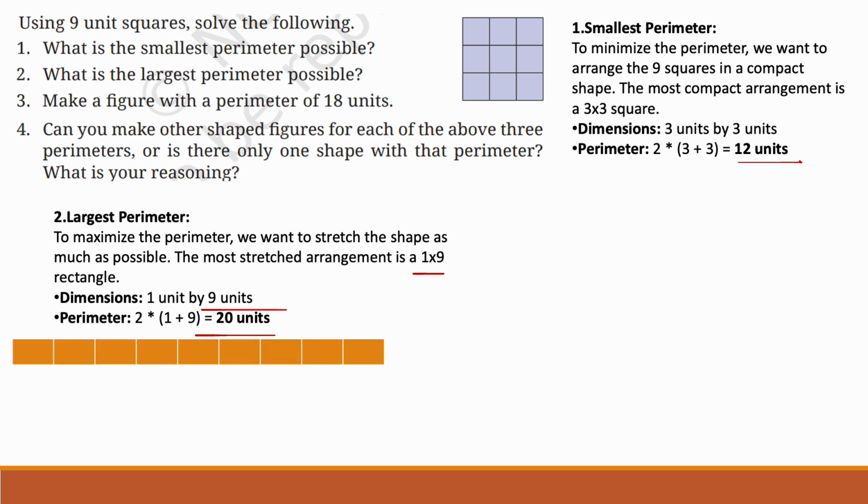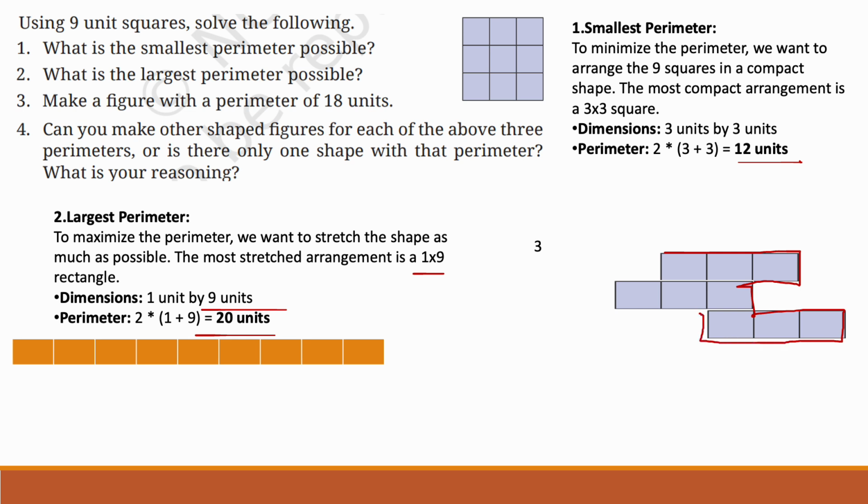See this picture. The next one, make a figure with a perimeter of 18 units. See this figure. What's the perimeter? 1, 2, 3, 4, 5, 6, 7, 8, 9, 10, 11, 12, 13, 14, 15, 16, 17, 18.